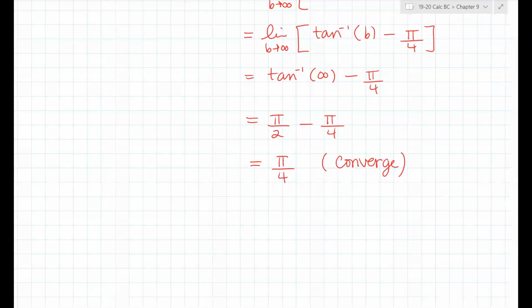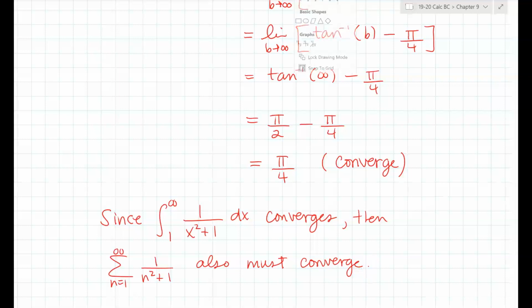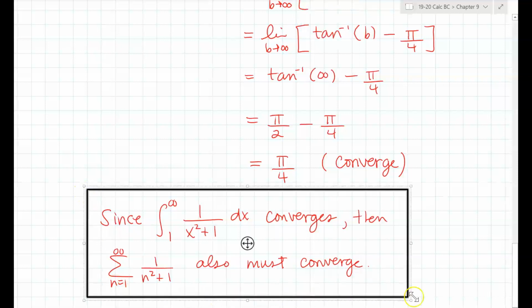So for my solution, I'm going to write, since the integral from 1 to infinity of 1 over x squared plus 1 dx converges, then the sum as n goes from 1 to infinity of 1 over n squared plus 1 also must converge. And again, this is by the integral test. Because of the integral test, we're able to say that that series converges.